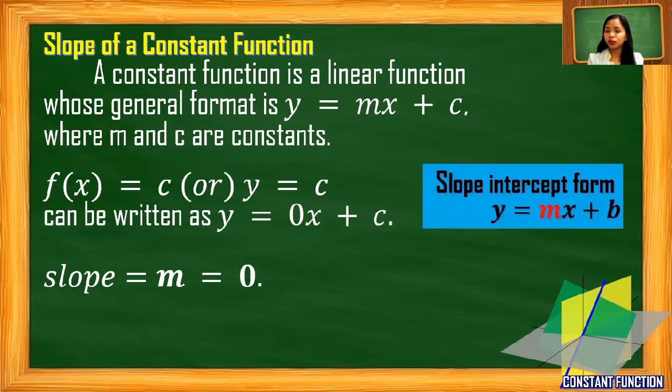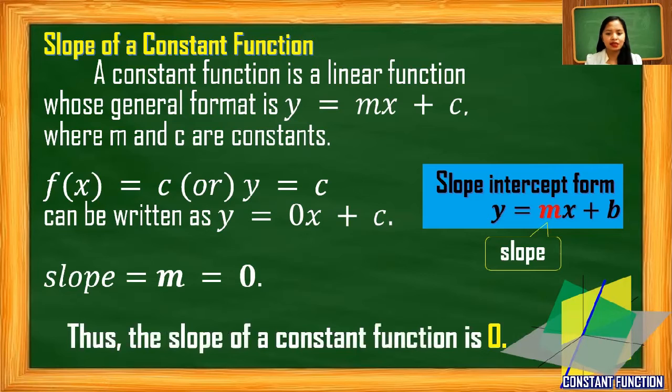As we remember the slope in this form, y is equal to mx plus b, this m here is the slope. Therefore, from that, if our constant function can be written as y is equal to 0x plus c, our slope is equal to 0, in which it becomes constant because 0 times x is just 0 plus the constant. So that is how the constant function forms. Thus, the slope of a constant function is 0.